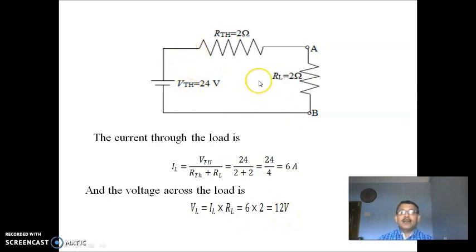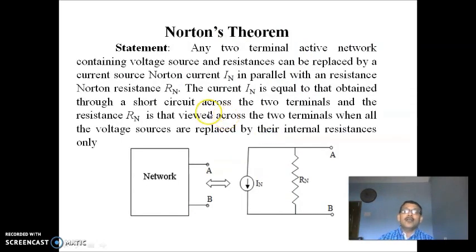Therefore, by applying this Thevenin's theorem, the complex circuit is simplified, and we can easily calculate the current and voltage across any load. Next one is Norton's theorem. Again, according to Norton's theorem, any two-terminal active network containing voltage sources and resistances can be replaced by a current source, known as Norton current, in parallel with a resistance, Norton resistance.